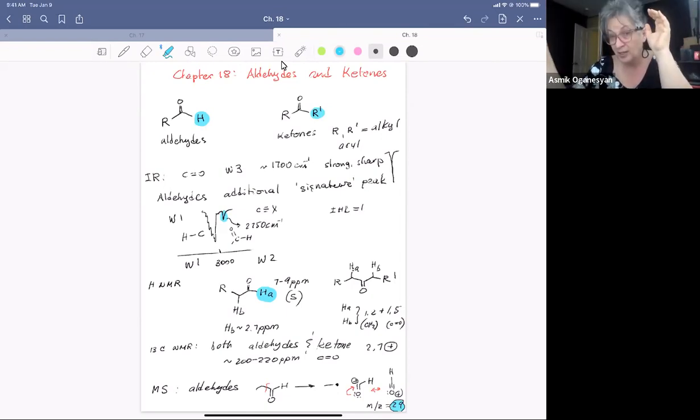So if you had an aldehyde, you would be looking for those specific peaks for an aldehyde. And if they're not there, then maybe your two isomers were just two ketones with different R groups around the carbonyl carbon. Okay? So let's move on.